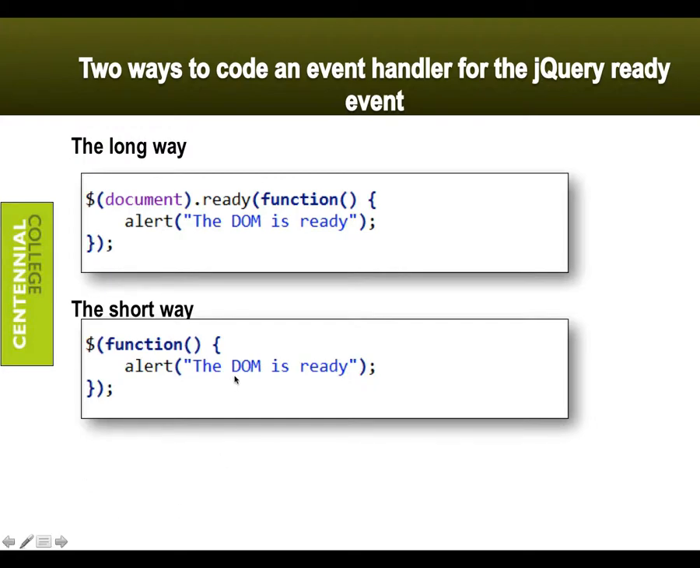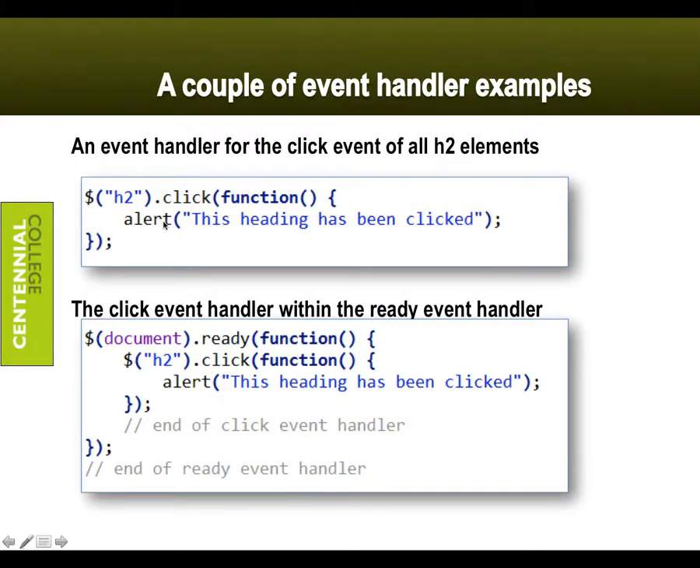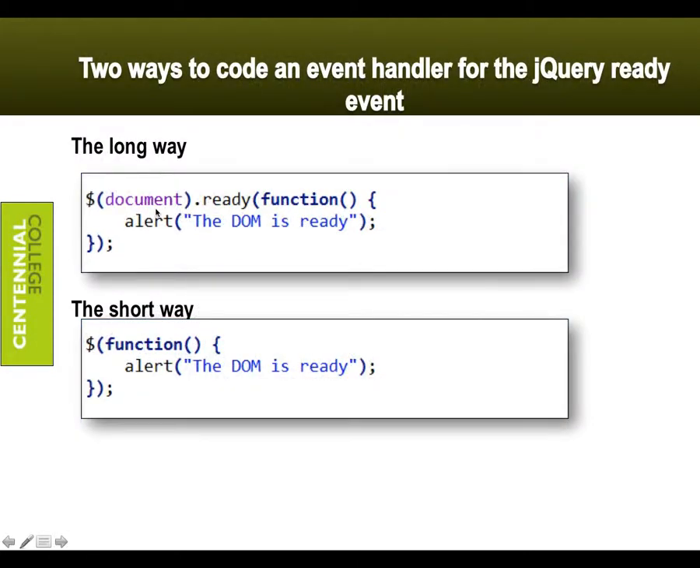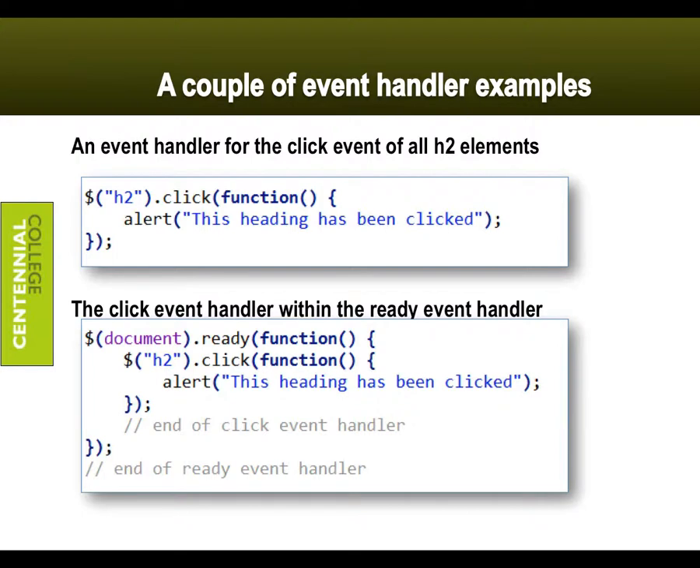And this is the short way. You don't have to even access the document object. The shorthand is this: an anonymous function inside the jQuery, and you're good to go. I don't like this. I like this because at least I know what's happening here. I have the kind of event handler, and then the callback function, whether it's anonymous or a named function in here. That's just me as a coder. Not to say that it's not correct.